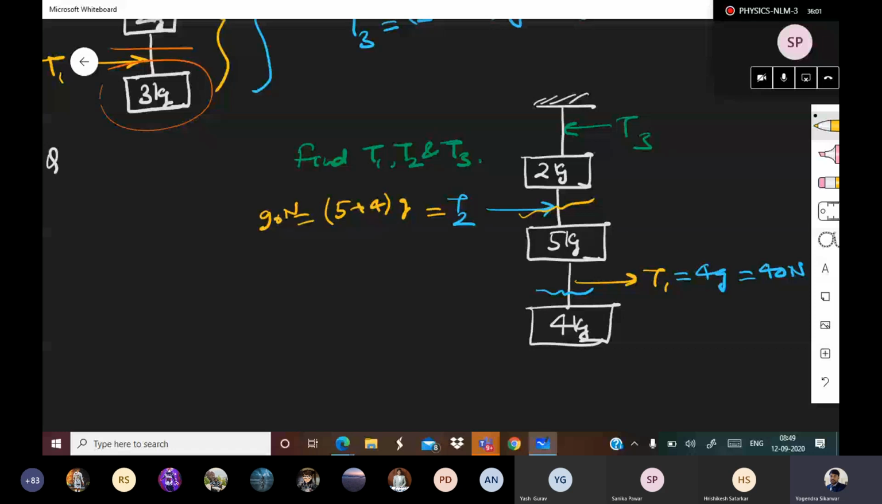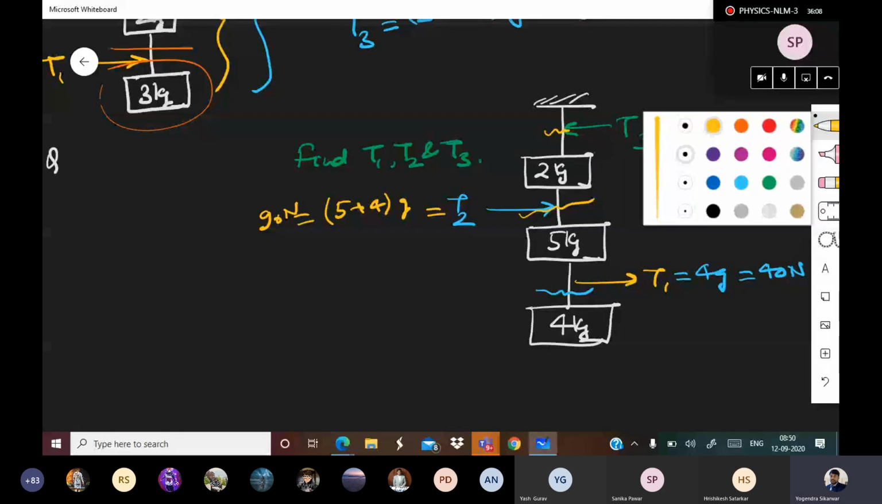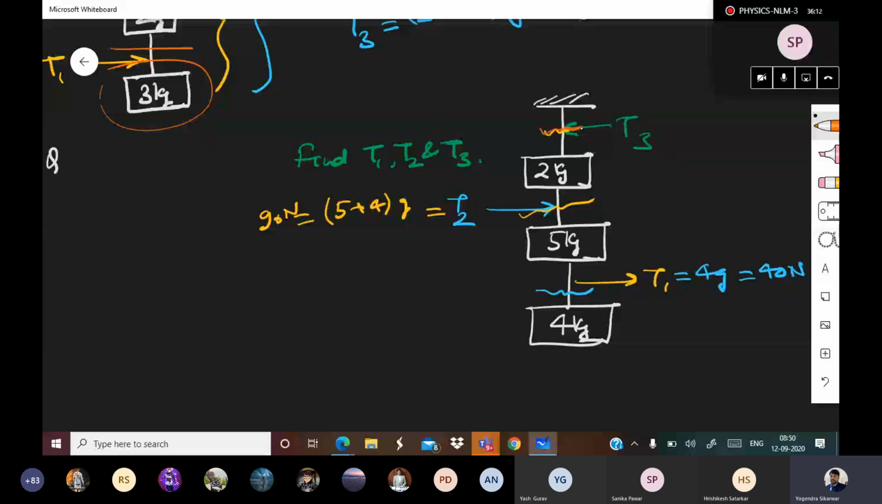And if you cut it from here, then T3 will be 5 plus 4 is 9, and 2 is 11. 11 G is equal to 110 Newton.